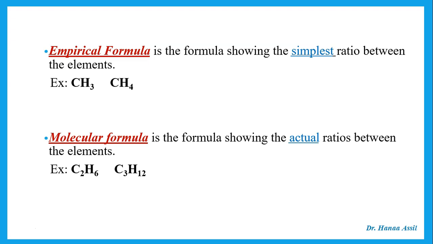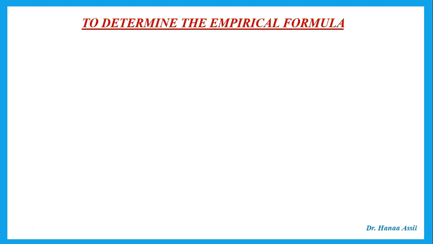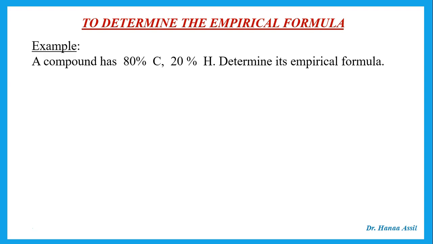So that could be C2H6, so that would be a multiple of the empirical formula. So it's the empirical formula times 2 or the empirical formula times 3 that gives the molecular formula. And you should remember, to determine the empirical formula, you will be given percentages or masses. So we could say we have 80% carbon, or in grams, we deal with it in the same way.